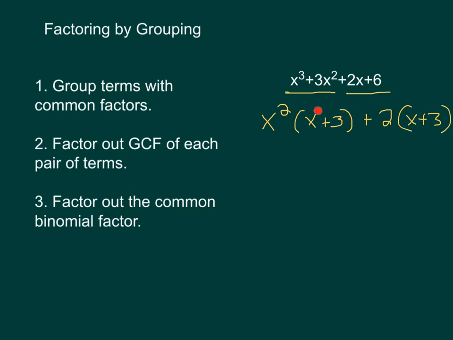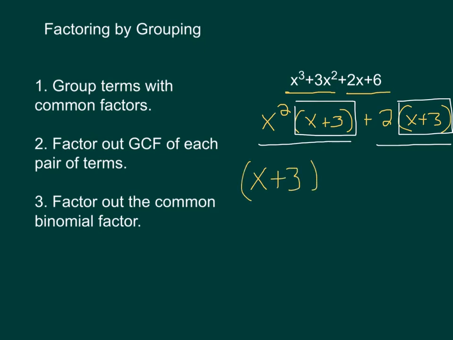And when I did that, I'm left with something special in parentheses. Both of these contain an x plus 3. So what I'm basically going to do is I'm going to treat this whole block of x plus 3 as a common factor of 2 terms. The x squared times x plus 3 and the 2 times x plus 3. And so I take x plus 3 and I'm going to factor that GCF as a binomial factor out of my polynomial.